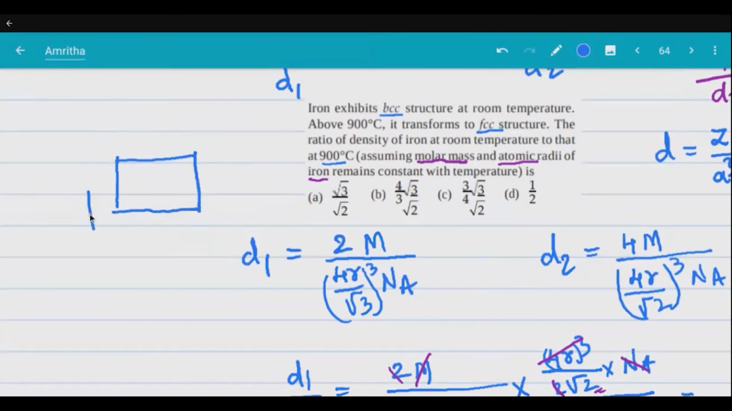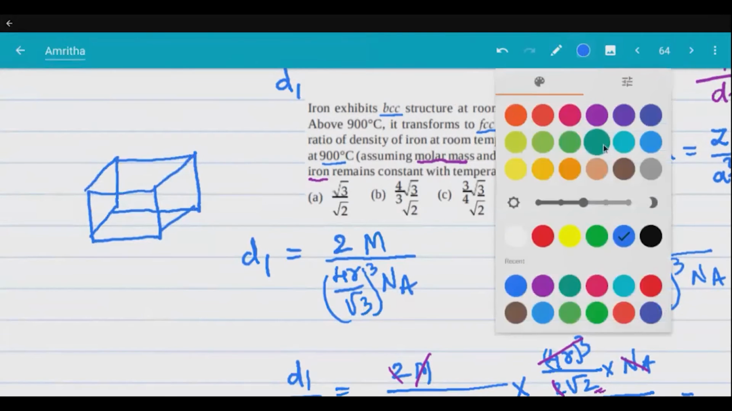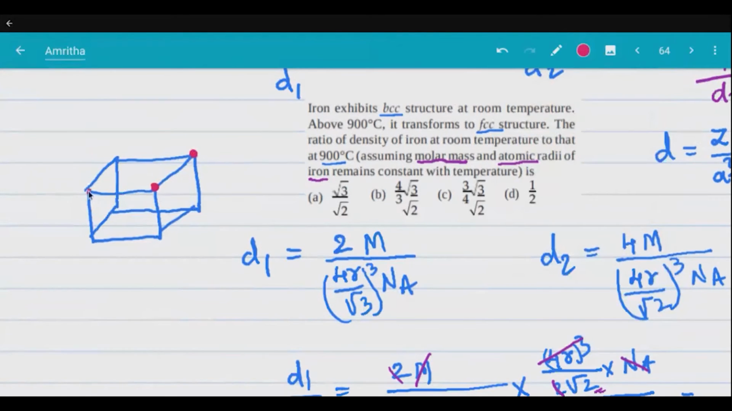If it is FCC, look at the atom position. And here there are atoms, no? Face position I'm representing, and there is an atom here. Now look at this. There is an atom here and a red colour corner atom, and the distance between these two is 2r. What is the face diagonal? Face diagonal is root 2a by 2. So this way we get r equal to root 2a by 4.